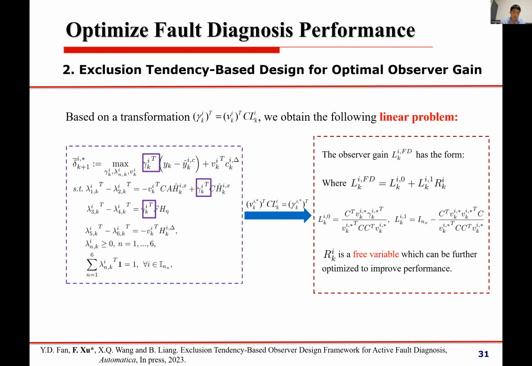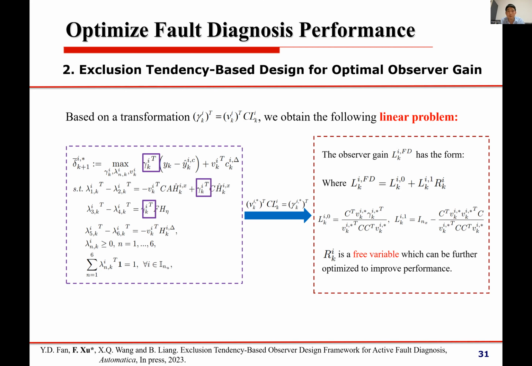Then after we solve this linear program, we will be able to obtain a group of optimal solutions, gamma, lambda, and v. Here, lambda and v are the Lagrangian multipliers. And then after we obtain the optimal solution of this optimization program, we can further turn to the equation.